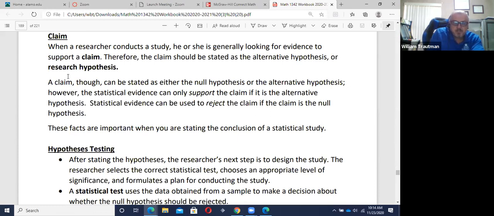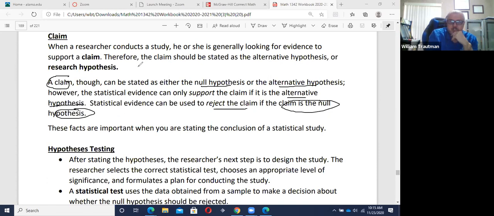And once again, in here, we can just highlight a couple things. A claim, though, can be stated as either the null hypothesis or the alternative. However, the evidence can only support a claim if it is the alternative. So the evidence can only support it if the alternative is the claim, what the scientist is trying to figure out. You can reject the claim if the claim is the null hypothesis. So we're going to talk about rejecting and not rejecting here in a little bit. I wouldn't read into this. It's a little confusing, but we will actually talk about this today when we get down a little further.